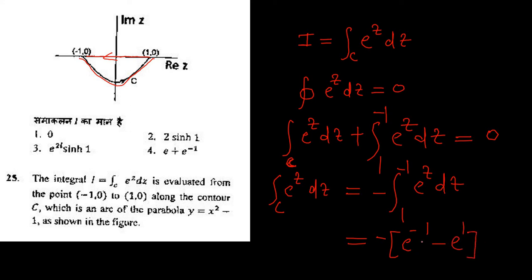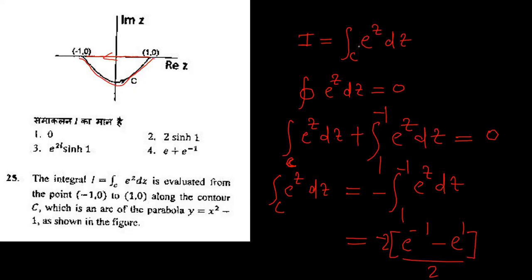Now if you multiply the minus inside this bracket, you will get e to the power 1 minus e to the power minus 1, and that is the hyperbolic term. If you multiply and divide by 2, then this term will become the sine hyperbolic term. So you will get the integration of e to the power z dz equal to twice sine hyperbolic 1. Now check from the options which answer will be correct. So option 2 will be correct.